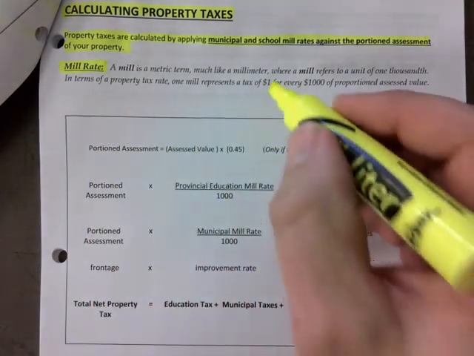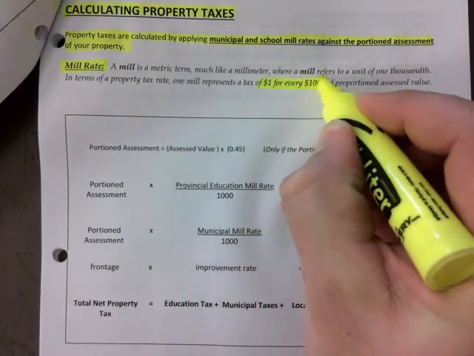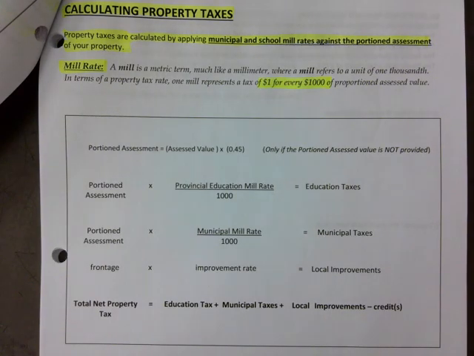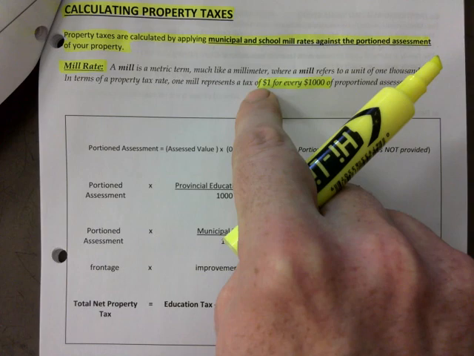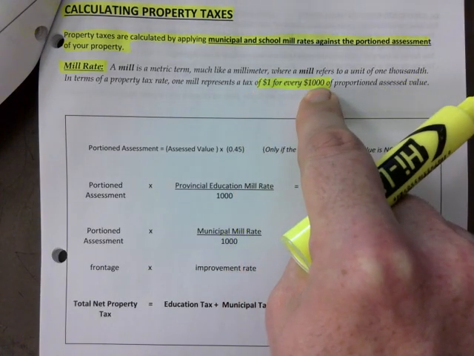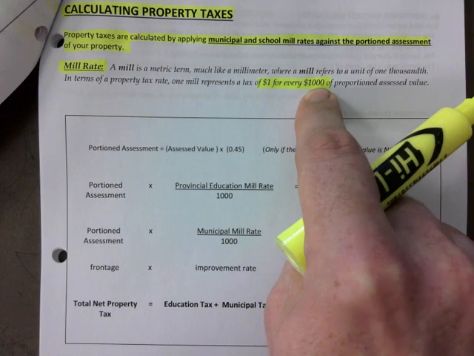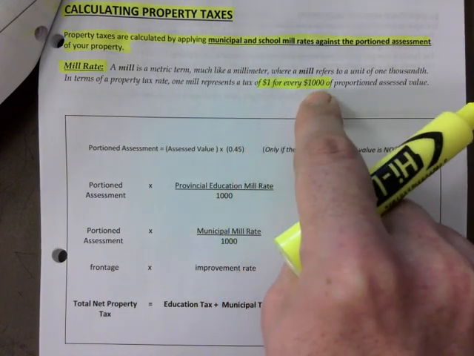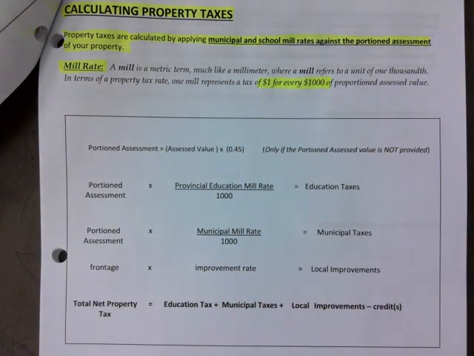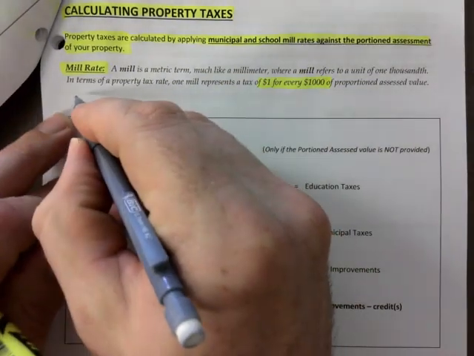A mill rate is just a dollar per $1,000. Just remember that. That's what a mill rate is. It's a dollar amount per $1,000. So if your mill rate is 7 mils, then it's $7 for every $1,000. Okay. I'm going to write that down.